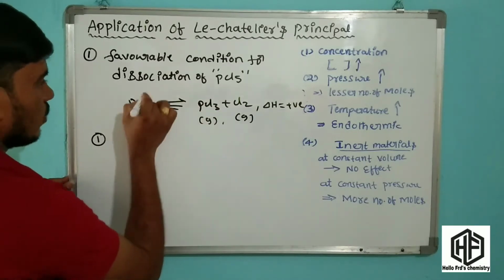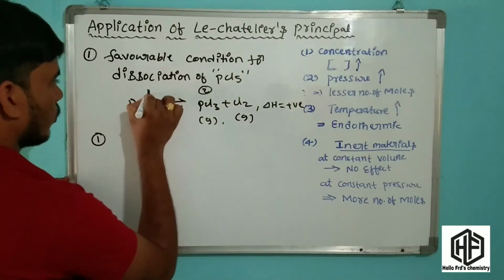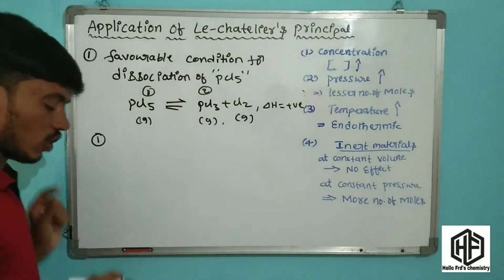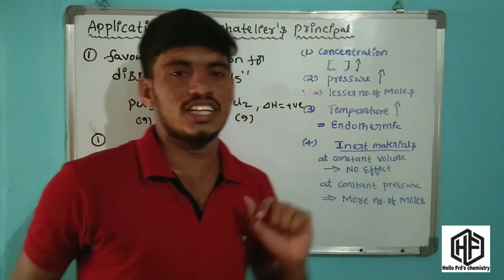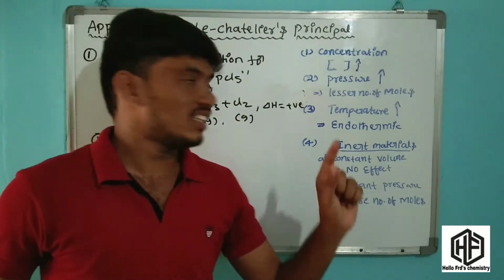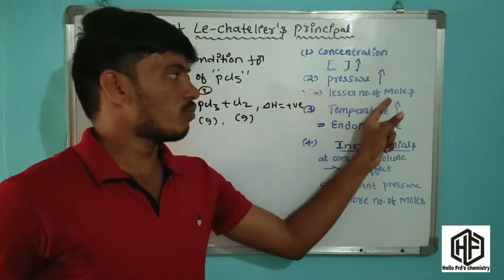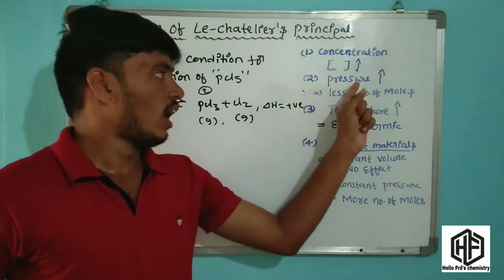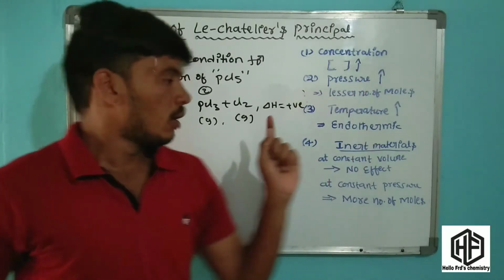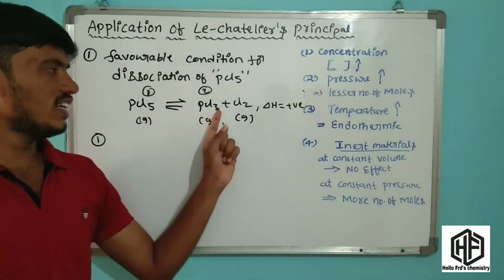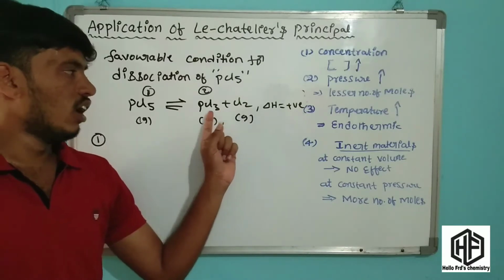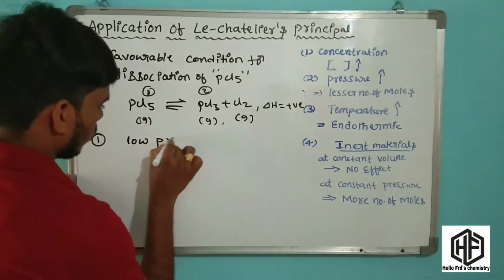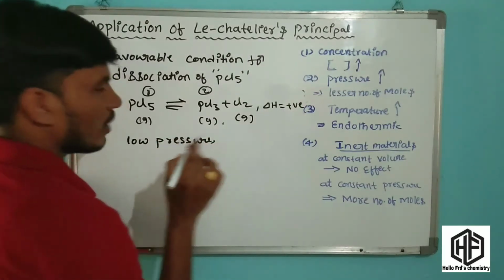PCl5 is 1 mole, and the products are 2 moles. In the forward direction, what happened there? The number of gaseous molecules increases. So the favorable condition is low pressure, because a lesser number of moles is present in the reactant side. The number of moles increases on the product side, so low pressure is the favorable condition.